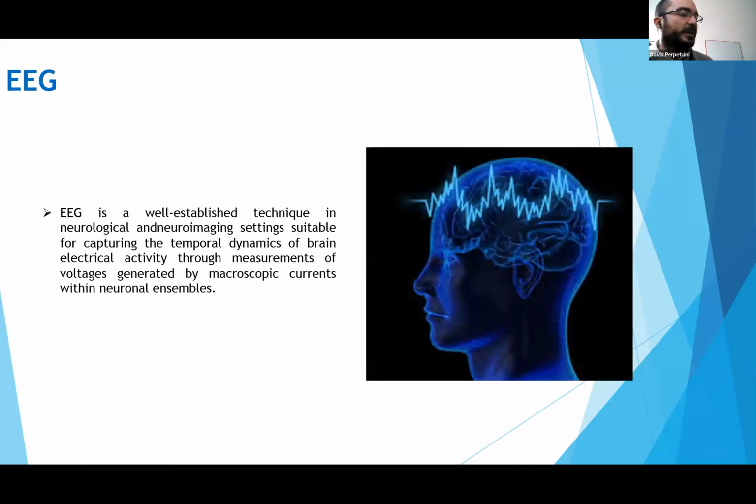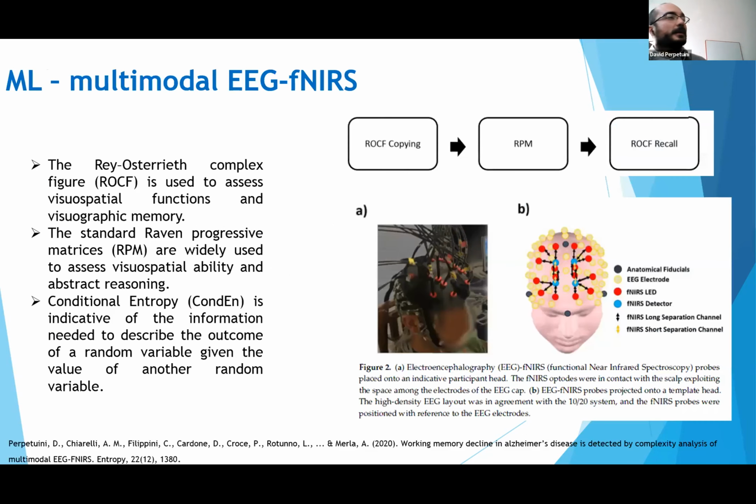Together with the fNIRS, we can also use electroencephalography, which is able to measure the brain electrical activity by measuring the currents within neurons. The EEG was used together with the fNIRS because these two techniques are quite important. The EEG can measure the electrical brain activity, so it's a direct measure of the brain activity, whereas fNIRS measures the hemodynamics associated with the brain activity, so it's an indirect measure of the brain activity.